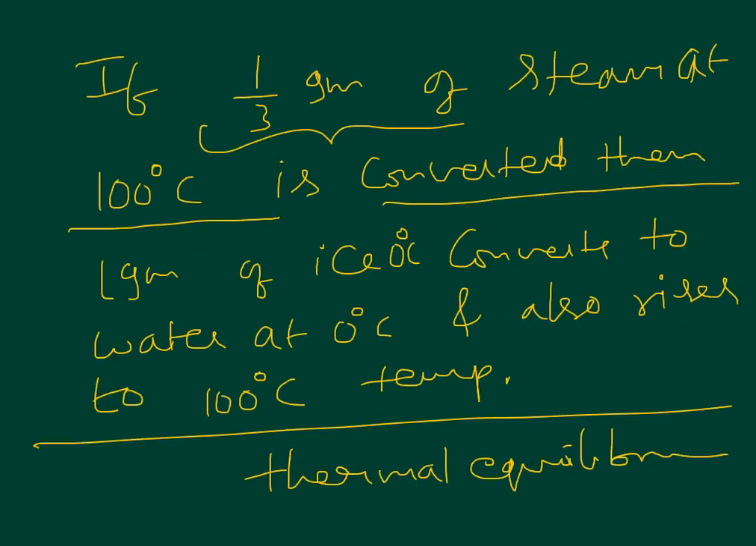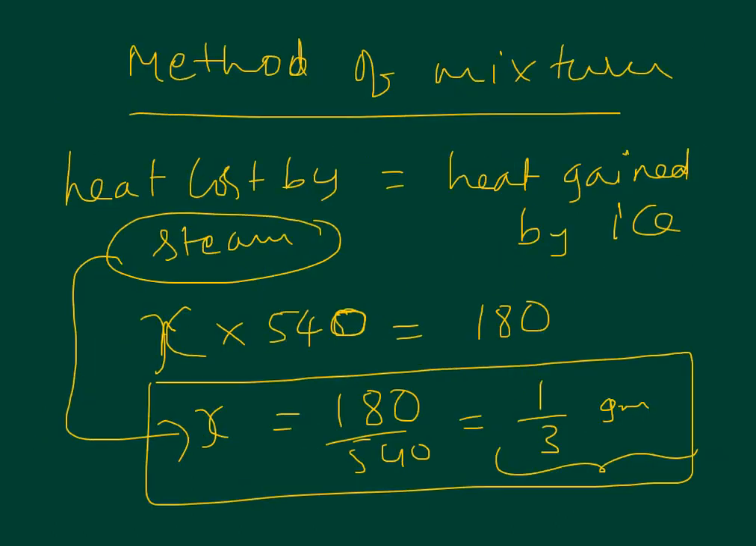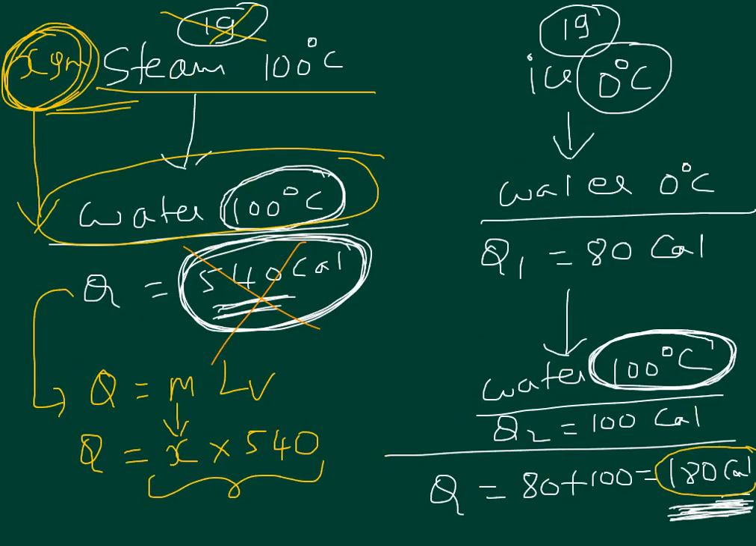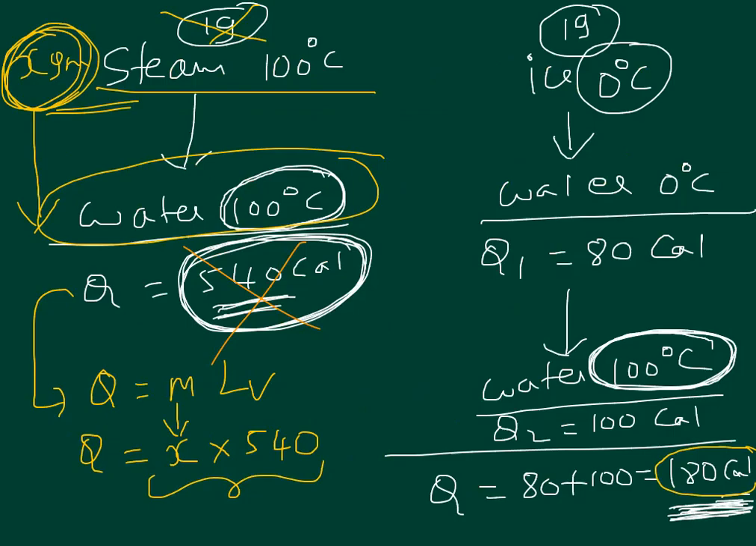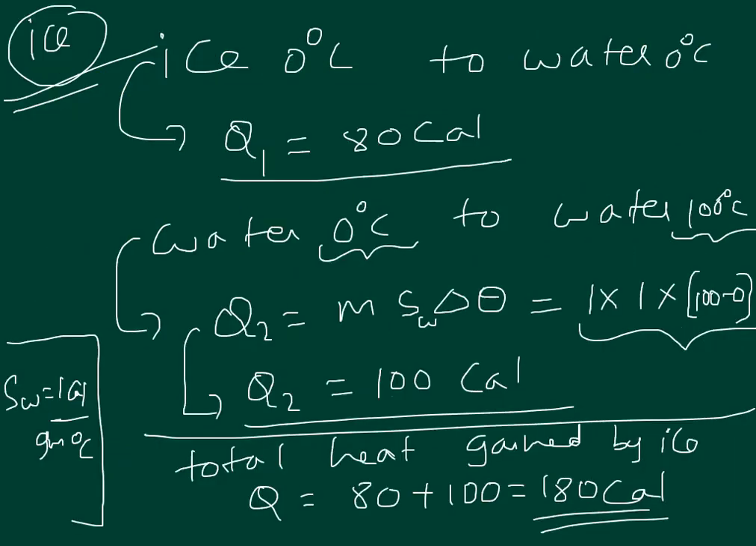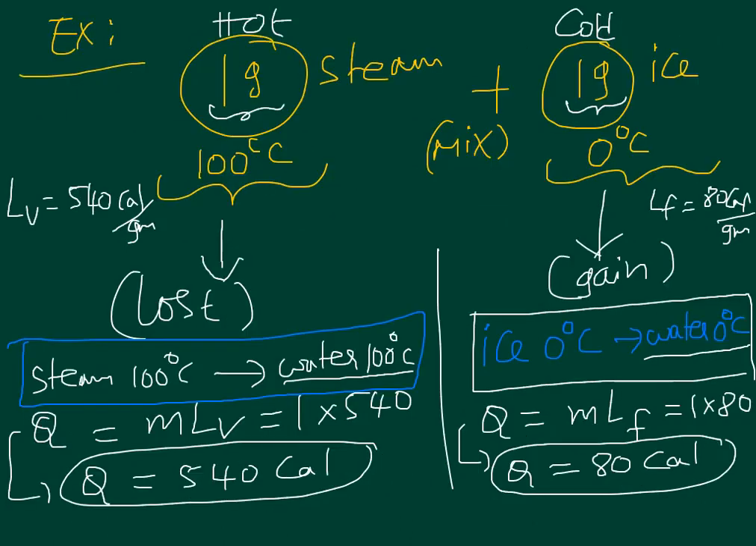So what I did here, please observe carefully. The question they have given, this is the last question, is very important. We'll go back 1 minute. So what happened? Ice at 0 degrees centigrade, 1 gram, is mixed with 1 gram of steam.